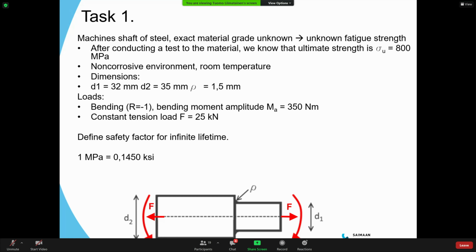The loading is fully reversed bending, which means that it's R equals minus 1. So the same bending stress is fluctuating between plus and minus: same amount of tension, same amount of compression in the bending. And the amplitude is 350 newton meters. And in addition to that, there is a constant tension load F, which is 25 kilonewtons. That will now provide you the mean stress. And now your task is to define the safety factor against infinite lifetime. And here is the conversion factor from megapascals to ksi, which you will need in defining one of the M factors.